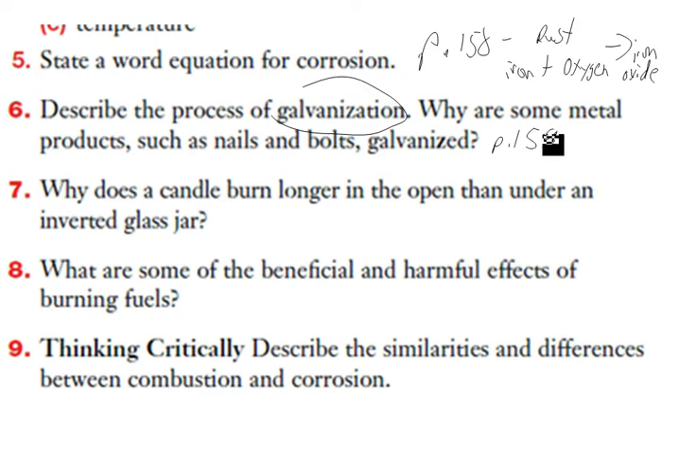Galvanization, this is also in our book on page 159. Galvanization is a process of coating metals with a thin layer of zinc. So coating with zinc. And why are some metal products such as nails and bolts galvanized? Well, the zinc becomes sort of the sacrificial metal. So what happens is it gets worn slowly away, and the corrosion of the zinc doesn't harm the inside of the bolt or metal. So if we coat it with zinc, and let's say there's iron in here, iron won't rust because zinc is coating it and protecting it.